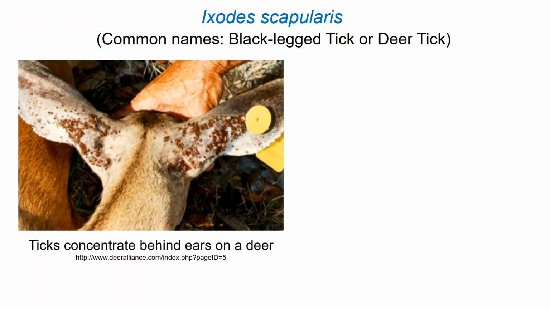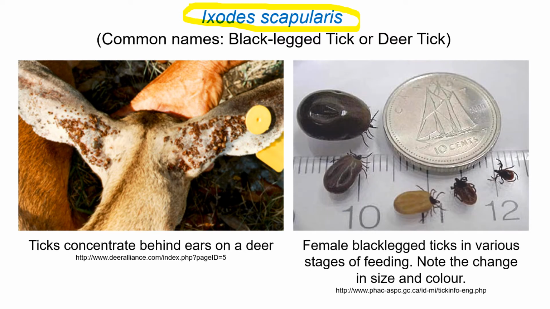So let's talk a little bit about the life cycle of Lyme disease. The ticks here, you can see there's the name, Ixodes scapularis, are often found on deer and mice. There's a deer with, it looks like, hundreds of ticks on its ears. Poor thing. And there's the ticks.